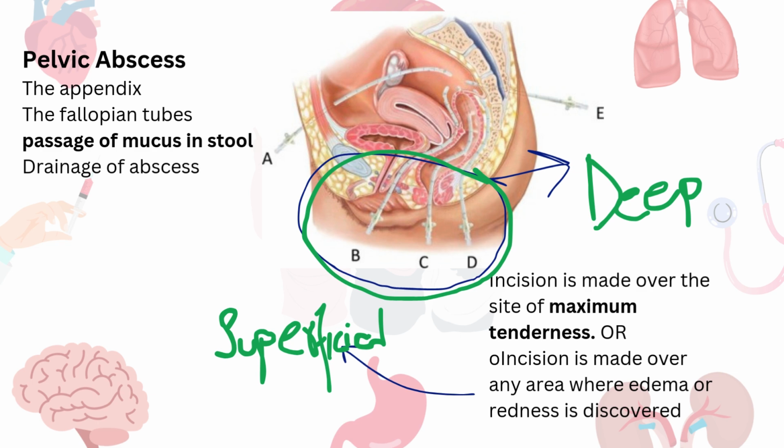Note that this is very, very important. If there is a passage of the mucus in the stool, you will start with the broad spectrum antibiotics because it could be the case of the pelvic abscess. And then rectal examination would reveal a bulging of the anterior rectal wall because there is obviously the abscess in the pelvic region. The management would include the drainage of the abscess. So, in women, the vaginal drainage through the posterior fornix is done, while in men, the rectal drainage is better.